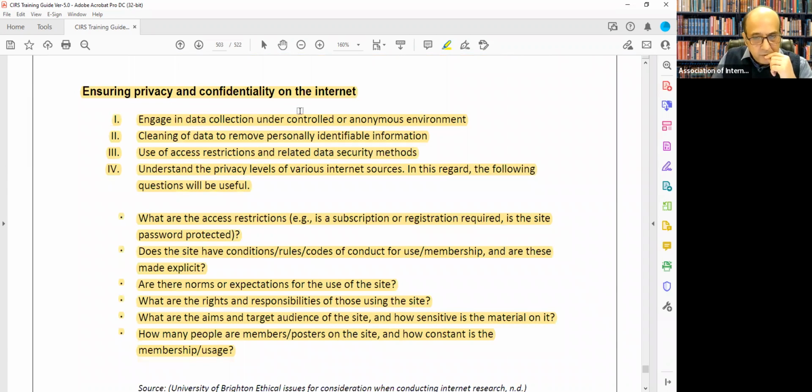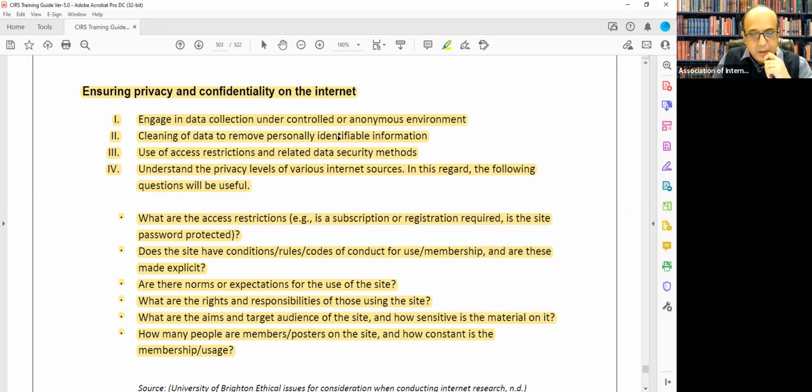Ensuring privacy and confidentiality on the internet. So this is what you would do in order for you to collect the information, the data collection under controlled or anonymous environments. So the privacy laws, as far as anonymous environment is concerned, are slightly different. Cleaning of data to remove personally identifiable information.